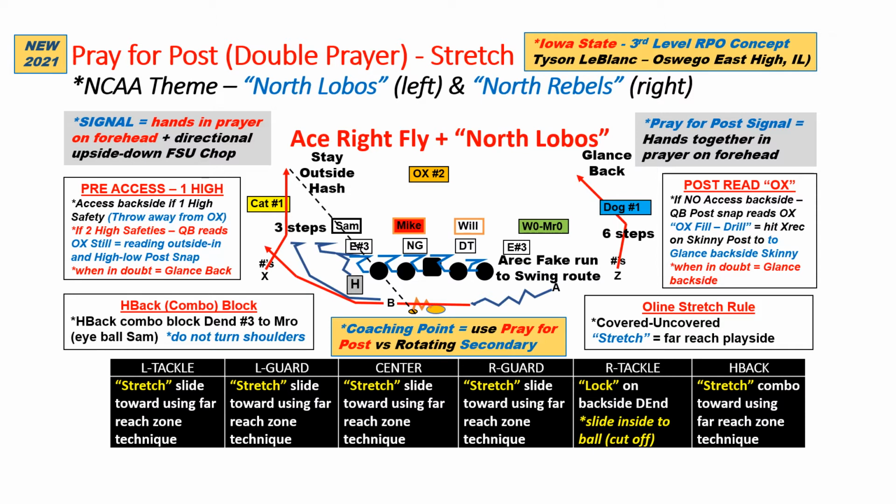Pray for post. Real simple signal here is you just put your hands in prayer sign on top of the forehead, and then you give your Lobos or Rebel signal. Again, anything at the top of the head tells the quarterback to use a north verbal cue, which cues as run action pass.